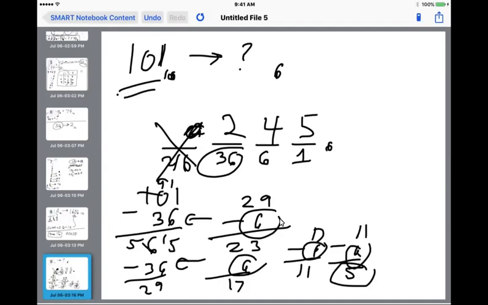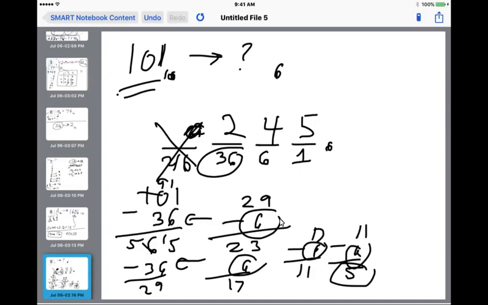Now, if it's a really large number, that subtraction method might take a long time. So how could you save a little bit of time on the subtraction method? You could type it into the chat. How can you save a little time? And that's right, through division.